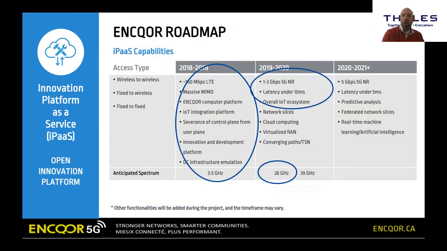Today we offer a bandwidth of around 2 gigabits per second, with a very low latency of 10 milliseconds. What is in the circle is what we have today. We have an overall IoT system in place. We already offer millimeter wave at 28 gigahertz, 700 megahertz, and 3.5. We have really the full spectrum of 5G, and you can make tests on it.